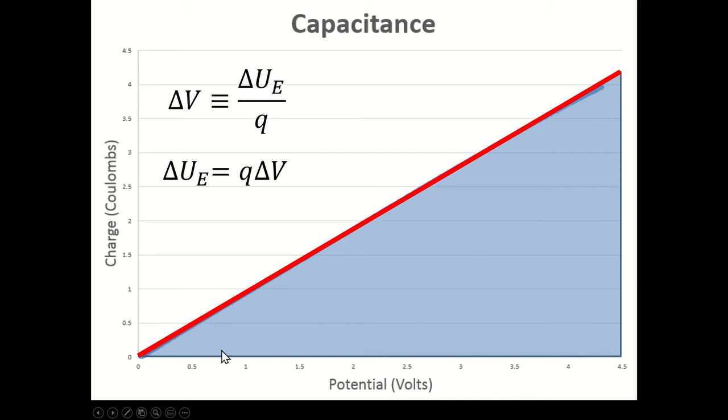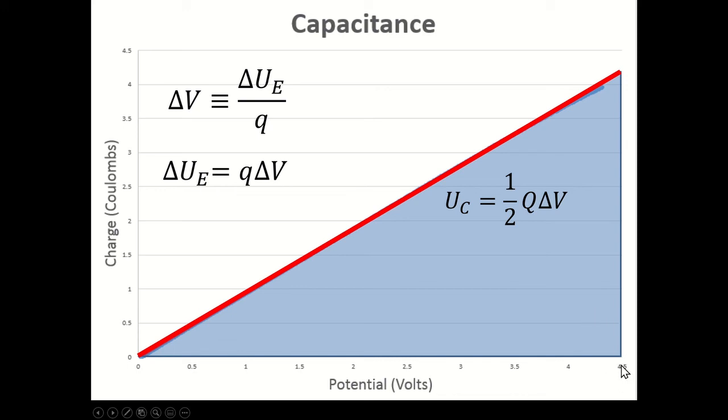It's a triangle, 1/2 base times height. So we're not talking about a point charge. We're talking about a large amount of charge, so we use capital Q. But it is just 1/2 base times height. 1/2 base times height would be the total amount of energy it took to charge that capacitor.